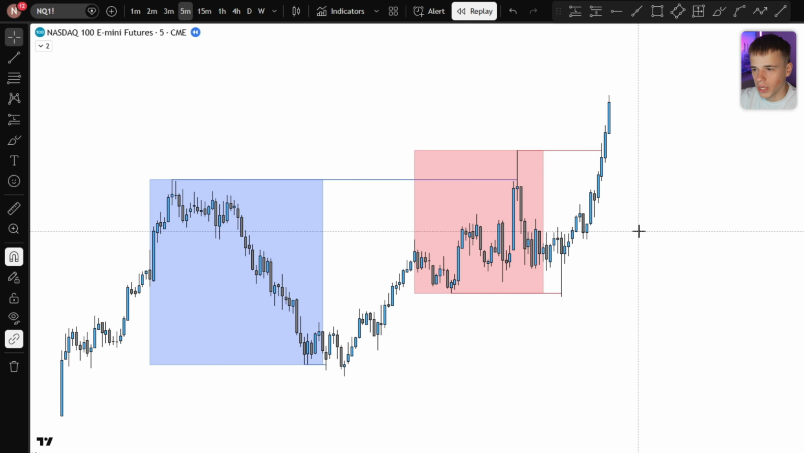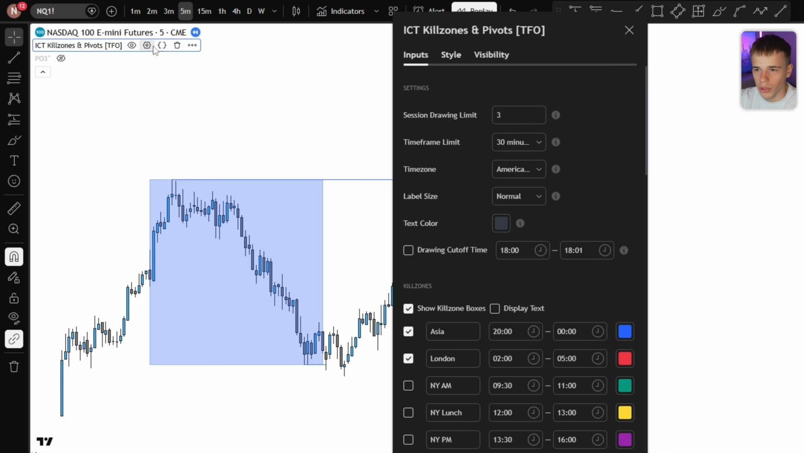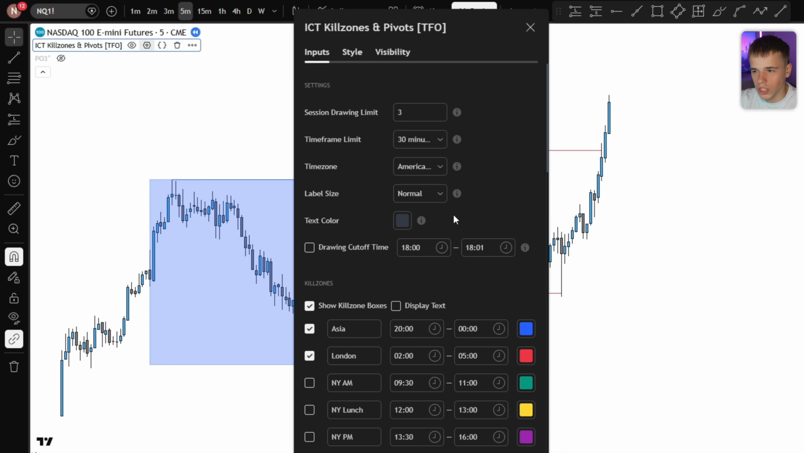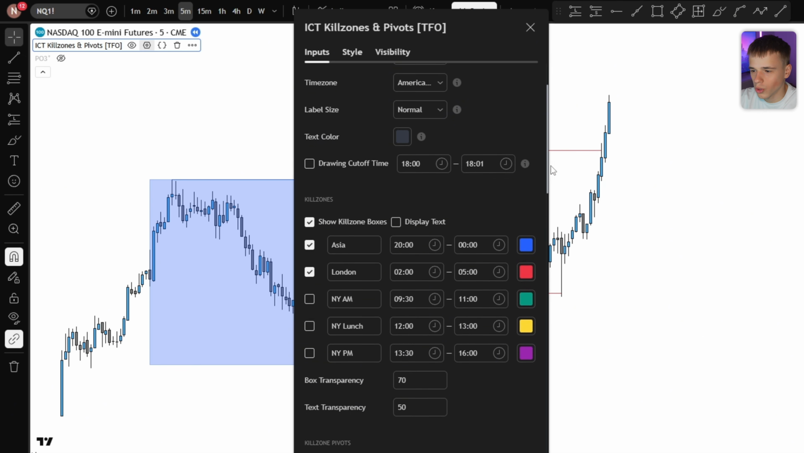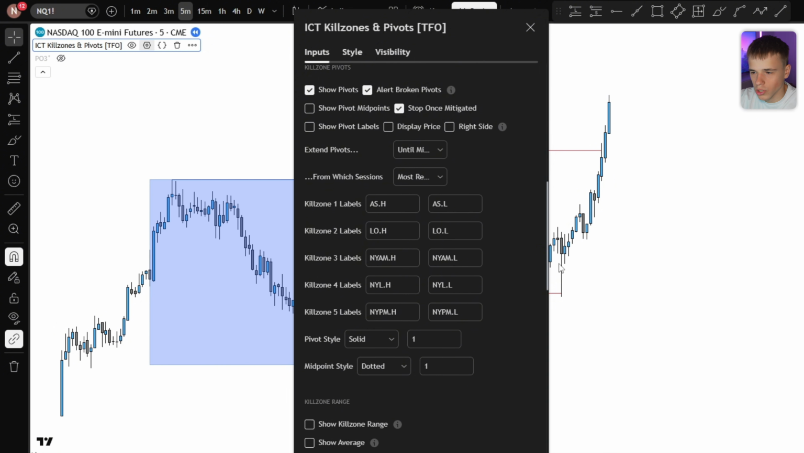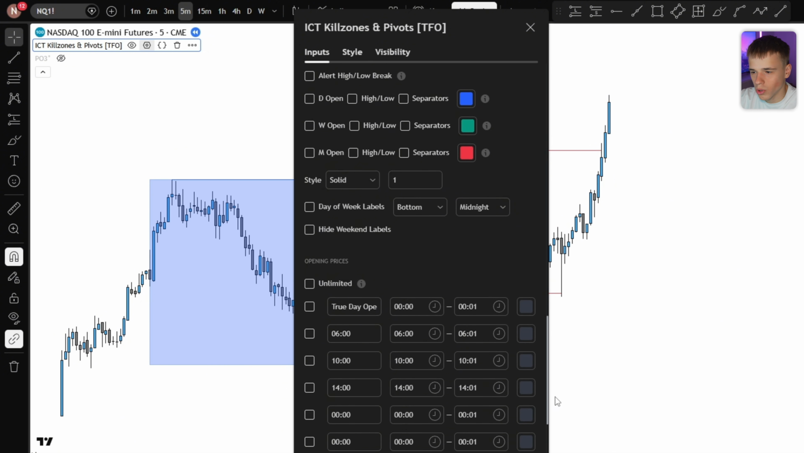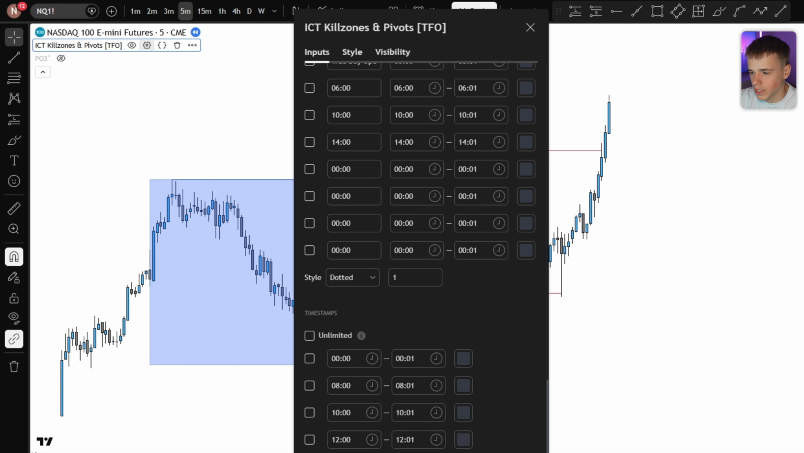So the first thing that we need to understand, of course, is the first indicator. The first indicator that you want to turn on is ICT Kill Zones and Pivots. When you turn it on, we can open it and you can just adjust everything as I did it. For the kill zones, we only want to have Asia and London. So put on the same hours as I did, and you can also put the same colors. If you want to copy other settings, I'm just going to scroll through everything so you can pause the video and put everything the same as I do.